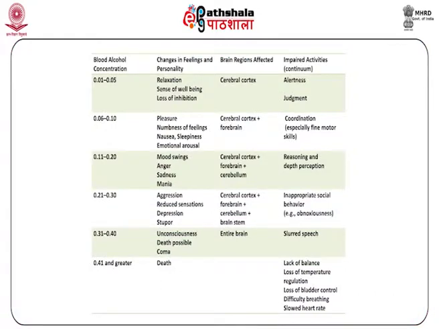Next is a table showing the progressive effects of alcohol, ranging from blood alcohol concentration of 0.01 to 0.05, and thus moving on to 0.41 and greater.